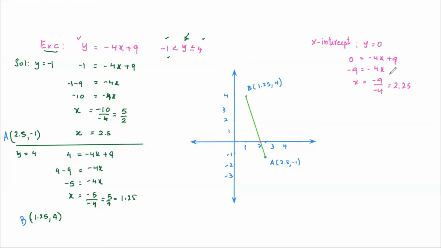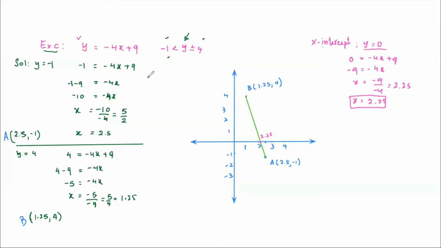And next, when we have this x-intercept, 2.25, these are the x-intercept values. So that means this point equals 2.25. This is the x-intercept. Y becomes 0 here. Okay, so you got this point.